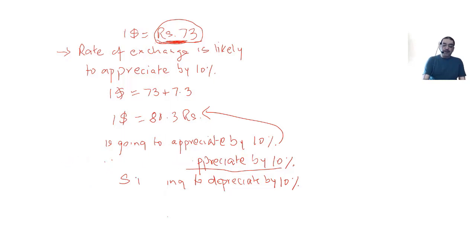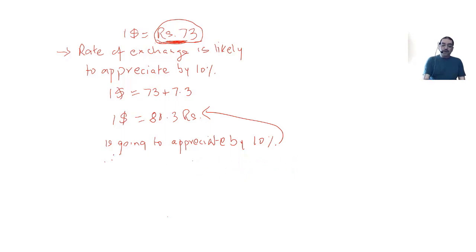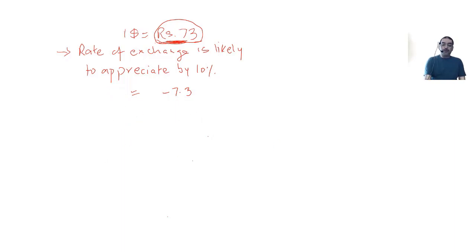Okay, I take the same example, the same value, that is $1 equal to 73 rupees. But now I use some different words over here. What are the words that I'm going to use? Instead of saying appreciate and depreciate, I will say strengthens.